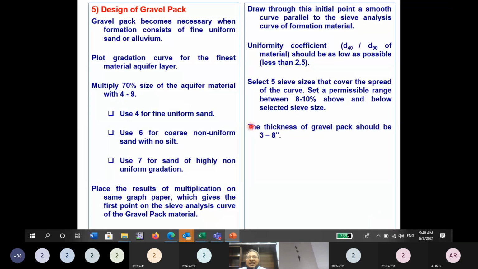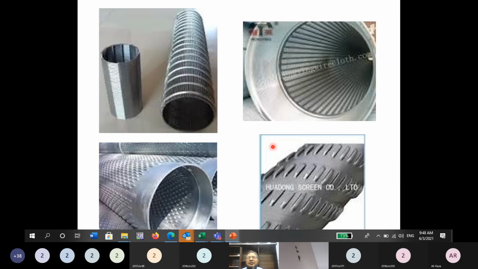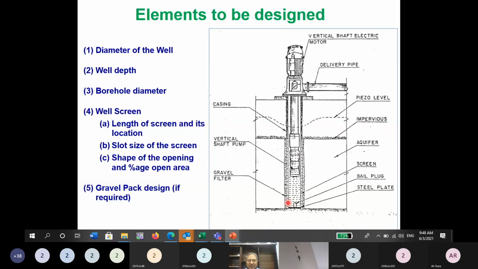Now how much should be the thickness of the gravel filter? 3 inches to 8 inches. So ये जो gravel filter है इसकी thickness 3 इंच से लेकर 8 इंच तक हो सकती है. Material की gradation क्या होगी? That would be this one.